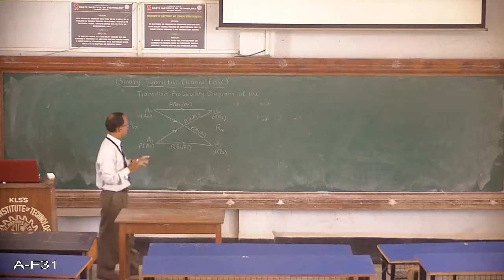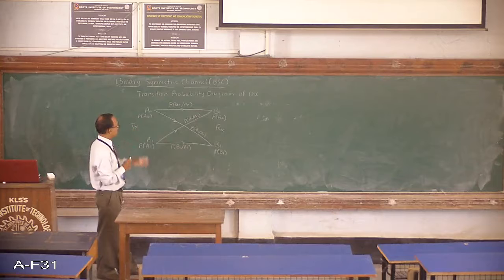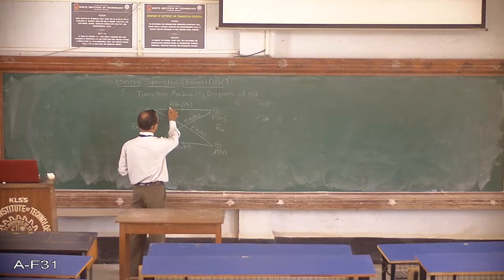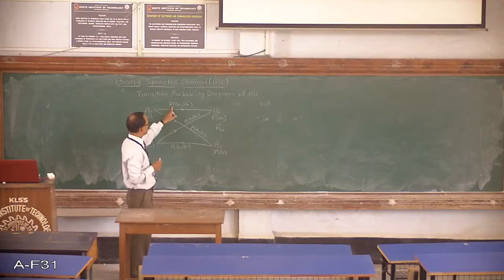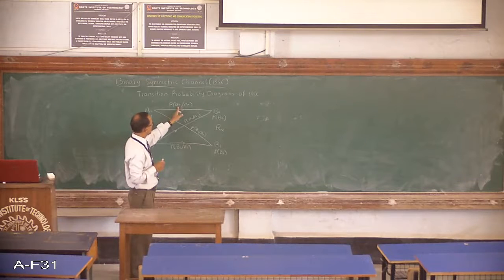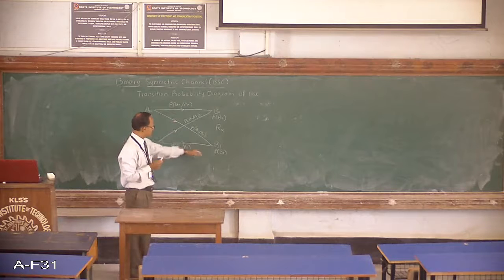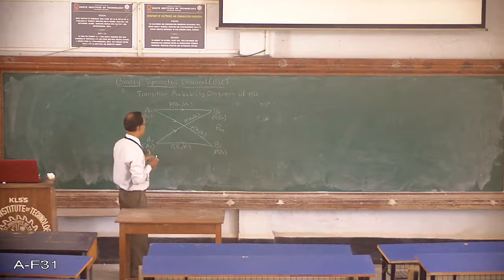Apart from these probabilities, we have some conditional probabilities also, as shown in this diagram. What are these things? Look at this conditional probability, probability of B0 / A0. What is the meaning of this? The meaning of this is probability of receiving a 0 at the receiver side, given that a 0 has been transmitted at the transmitter side. Similarly, P of B1 / A1, what does it represent? It represents probability of receiving a 1 at the receiver side, given that a 1 has been transmitted at the transmitter side.